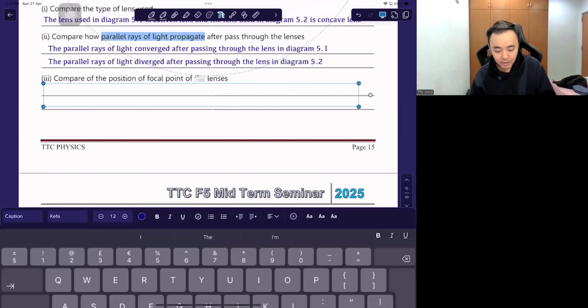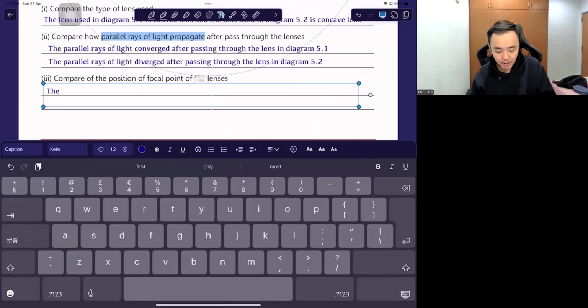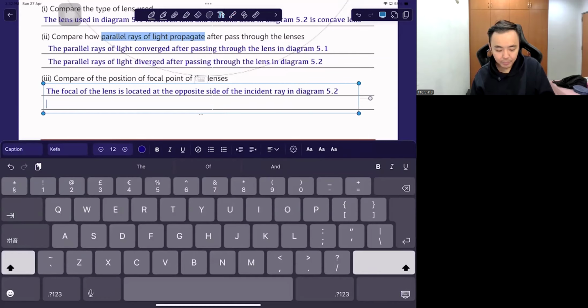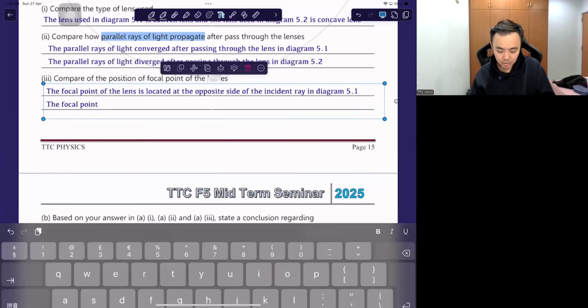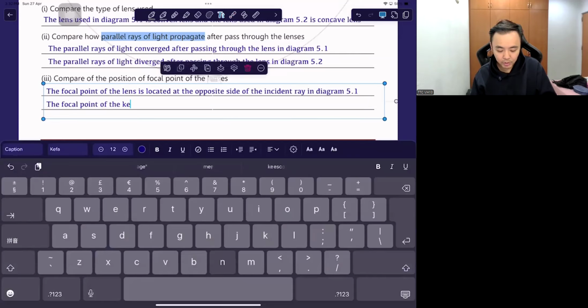Okay, the focal point of the lens is located at the opposite side of the incident ray in diagram 5.1. The focal point of the lens is located at the same side of the incident ray in diagram 5.2.